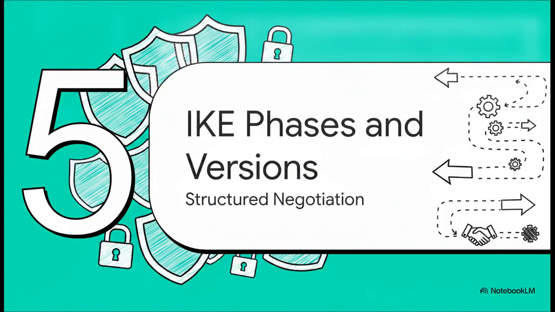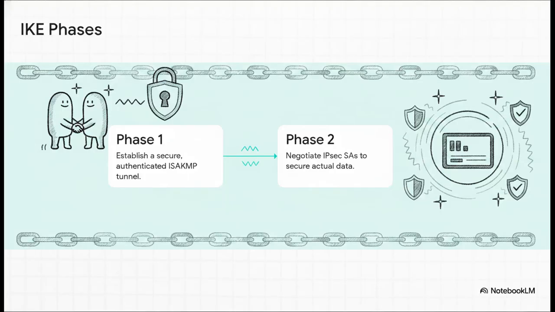All right, part 5, IKE Phases and Versions. IKE basically splits its job into 2 strict phases. Phase 1 is all about establishing trust. It builds a secure, authenticated management channel between the 2 peers. Once that safe space is created, Phase 2 takes action. Often called quick mode, Phase 2 uses that newly secured channel to negotiate the actual IPsec security associations that are going to encrypt your everyday data plane traffic.